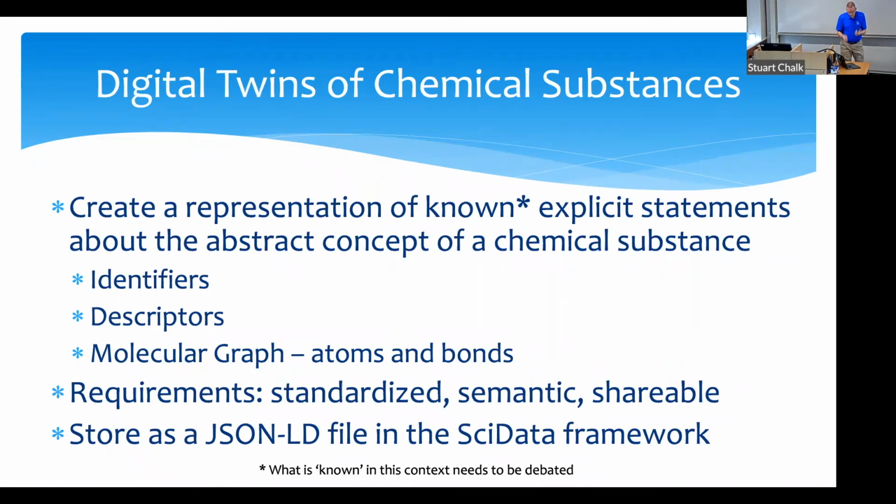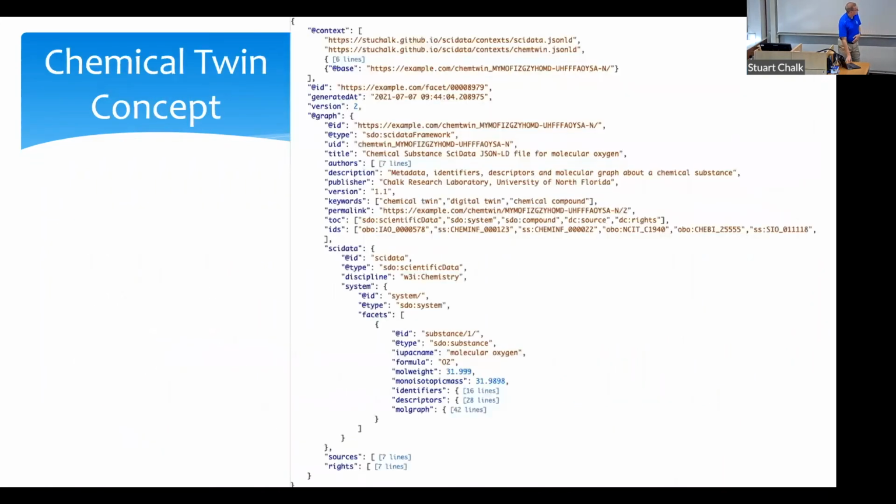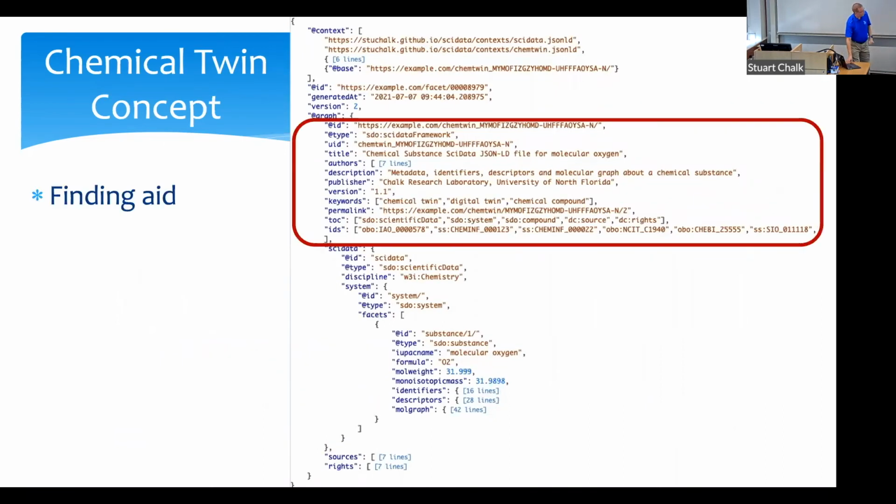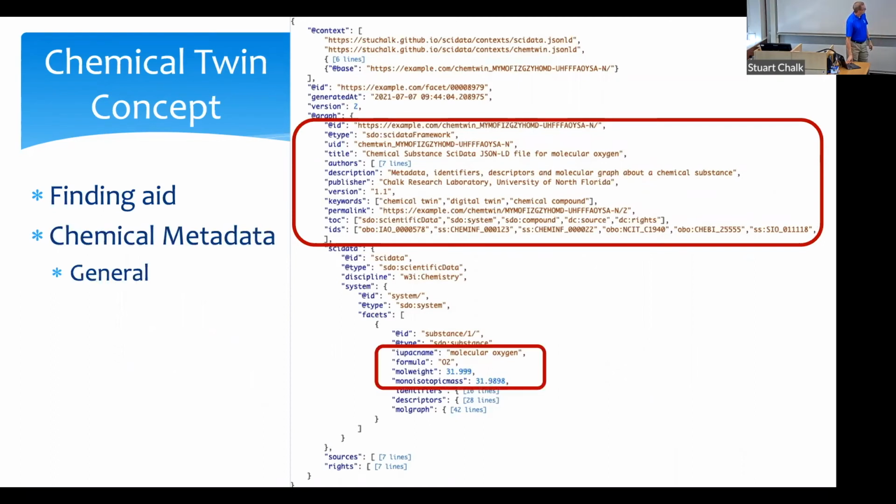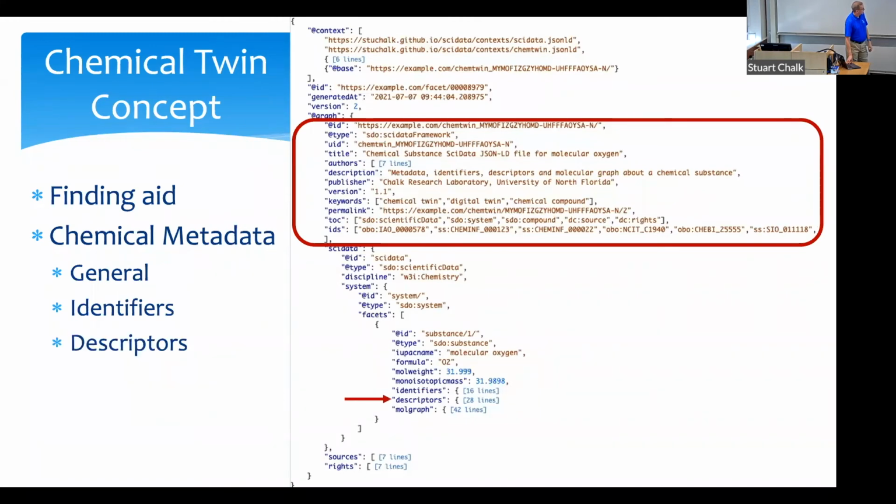We're going to put this information in a JSON-LD document, as I said, and this is kind of what it looks like. I realize that's a little bit busy, but in a general sense, there's the finding aid again. So this is descriptive information that would help us find this particular chemical twin file. We have some chemical metadata, the general stuff that I talked about, like formula, molecular weight, that kind of stuff. The identifiers, the descriptors, and then this molecular graph.